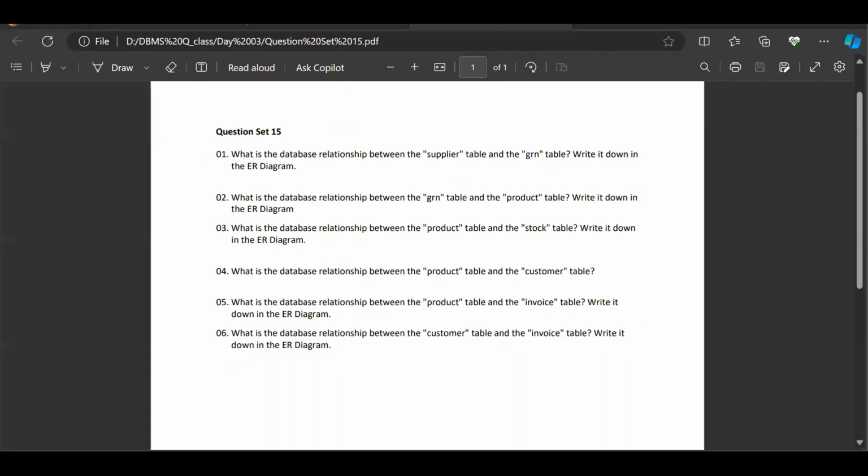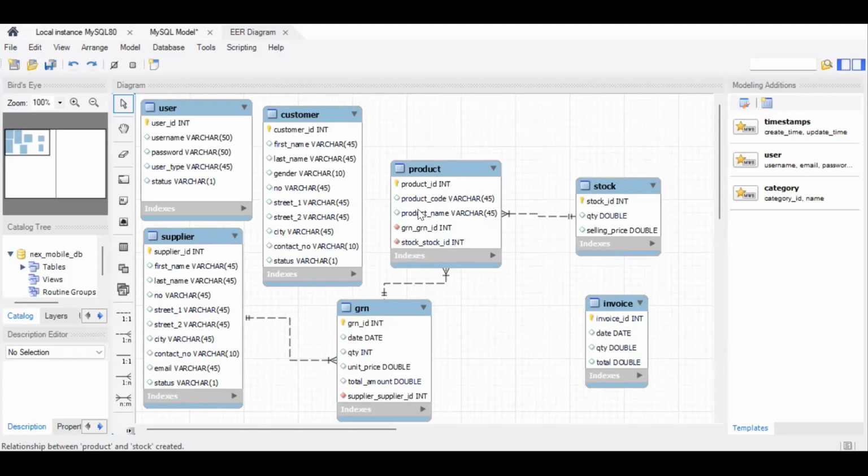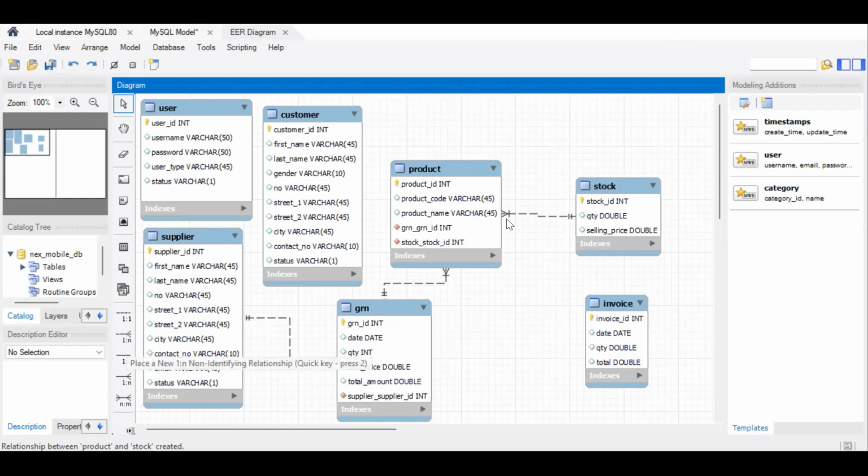Then in the next question, it asks about the relationship between the product table and the customer table. When talking about these two tables, one customer can purchase several products and one product can be purchased by only one customer. So here too we can use a one-to-many relationship. The product table gets the many side and the customer table gets the one side.